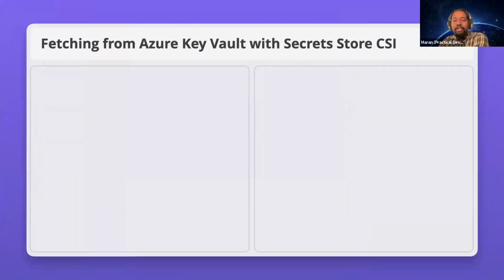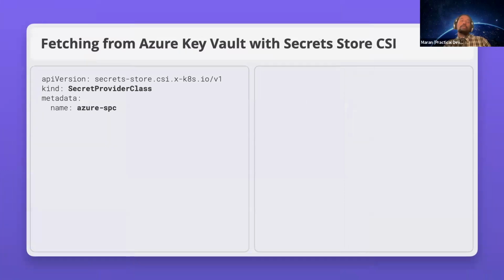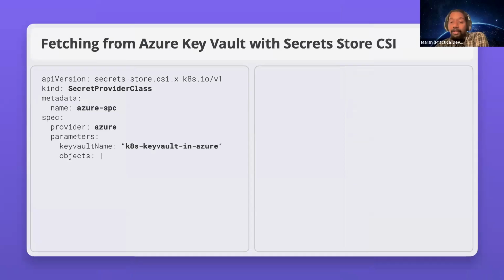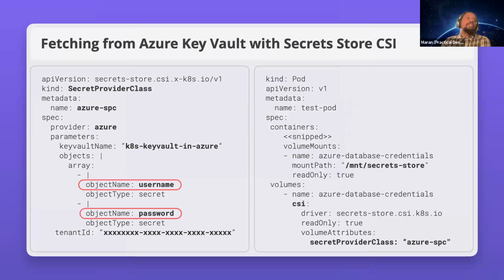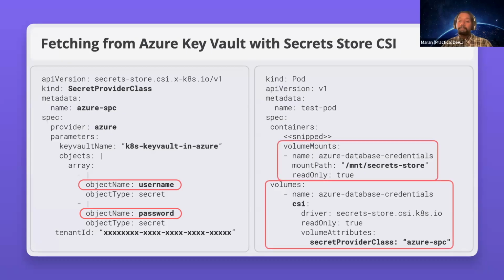Let's quickly look at an example of how this works, right? So with the Secret Store CSI driver, you create a special kind called SecretProviderClass. And in that SecretProviderClass, you provide the key vault name in Azure. And then within that key vault, what are the particular types of objects that you want? And then in Azure, it's the tenant ID that you want to supply. And then from within the pod, you specify a volume that's based on the Secret Store CSI driver, right? So there's a driver that fetches secrets from external places, and this is a way you can bring them inside the pod at runtime, right?